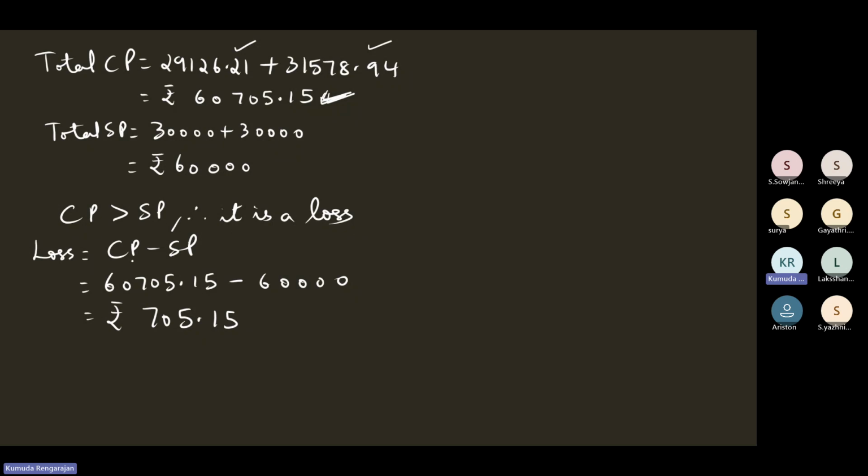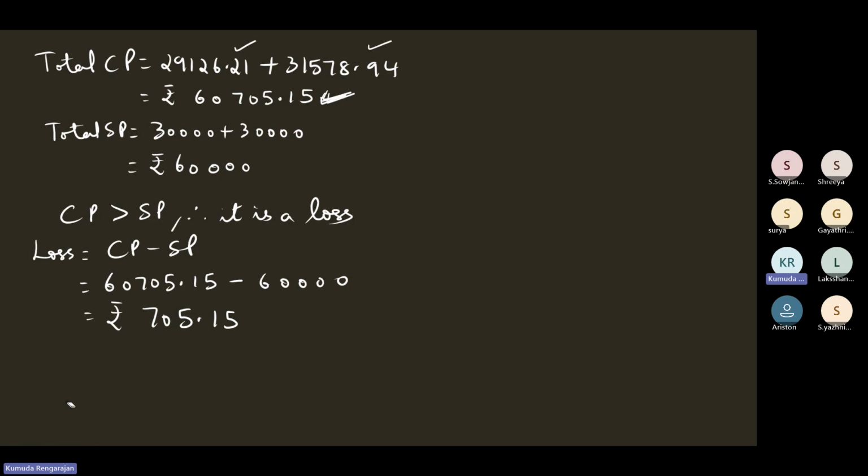And how do you find the loss? It's the difference between the cost price and selling price. Loss is CP minus SP. If it was a profit, it will be SP minus CP. It's a loss, so it is the total CP minus the total SP.